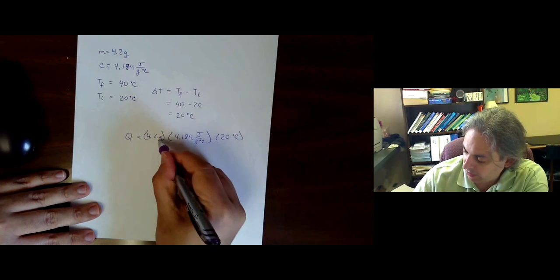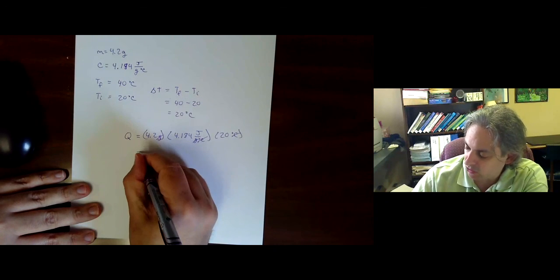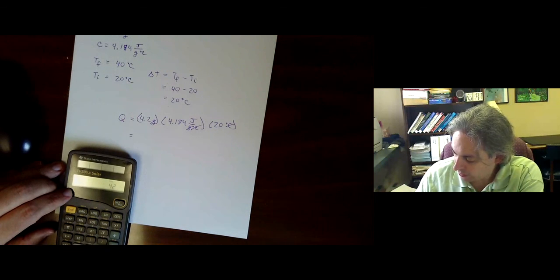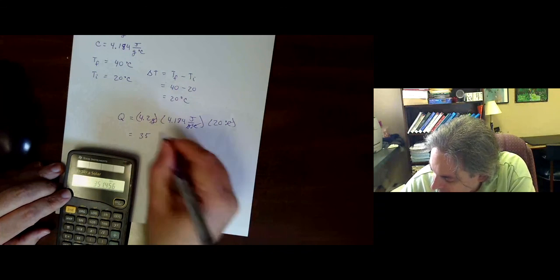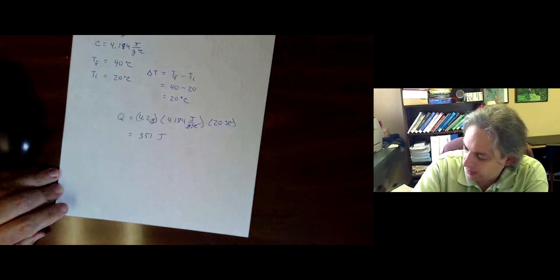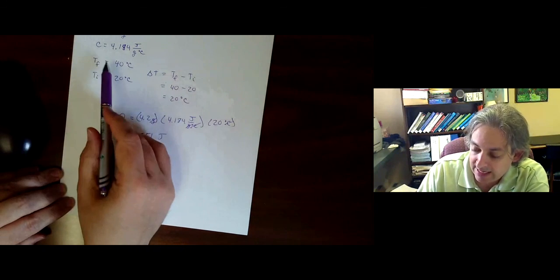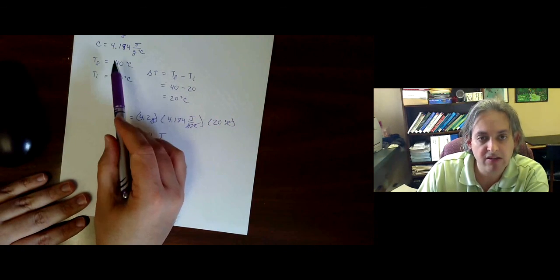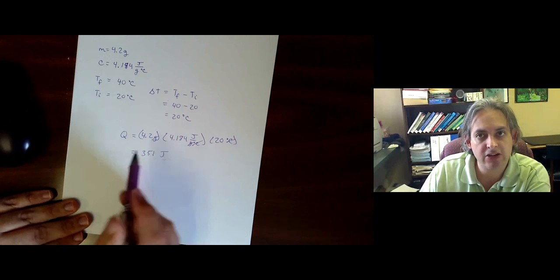When we do this, notice that the grams cancel and the degrees C cancel, leaving the units of joules. Let's plug this into the calculator: 4.2 times 4.184 times 20 gives us 351 joules. This is the amount of heat in a container of water that goes from 20 degrees C to 40 degrees C. 351 joules of energy got transferred.